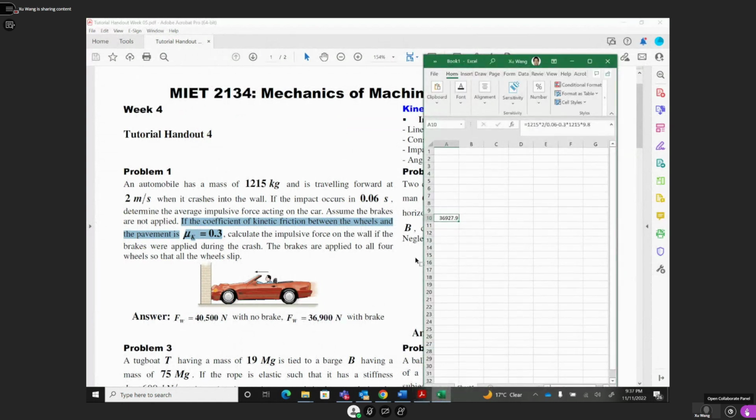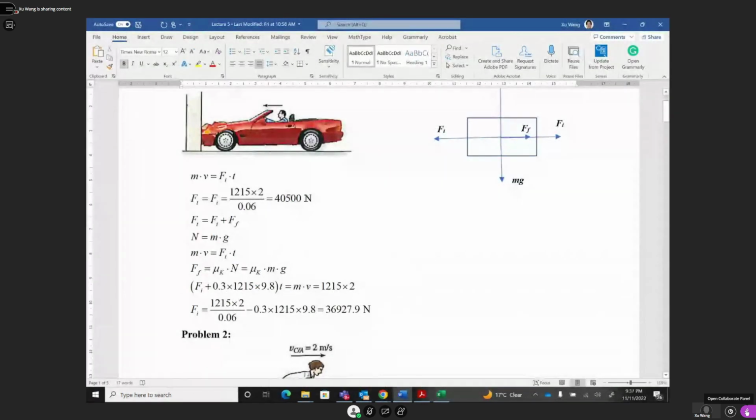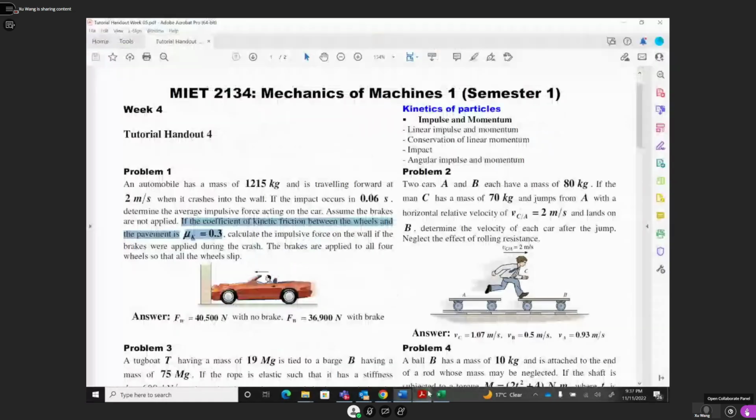36927. It's close. Okay, too close. It's a close. Okay, and the first result, 40,500. First result we get 40,500. Get exactly the same. Okay, then we move to question 2.